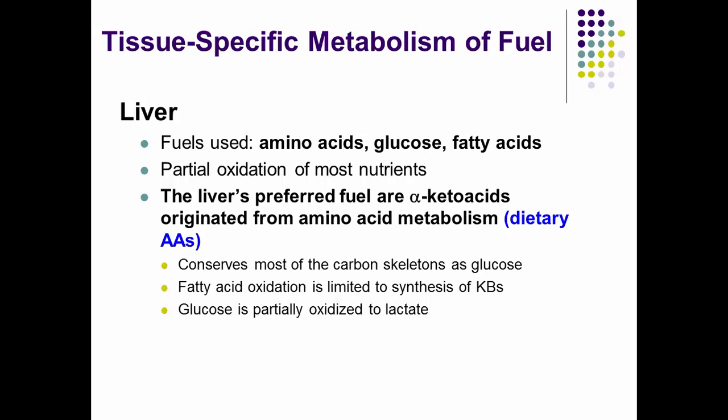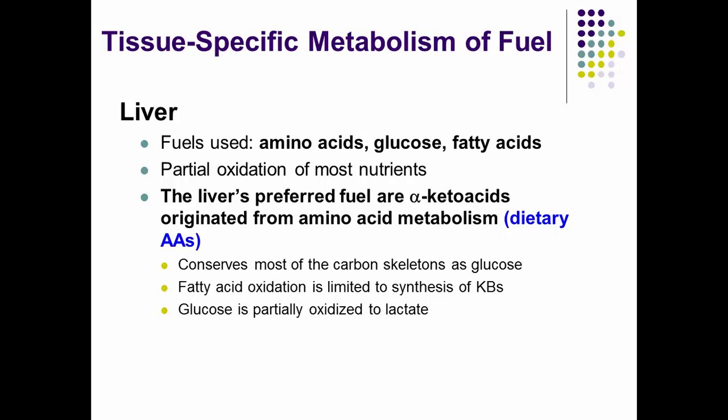So for the glucose, the liver only does the partial oxidation to conserve most of the carbon for gluconeogenesis, to make glucose, right? So that makes sense, right? The liver is a place that makes glucose. So glucose metabolized in the liver only goes through partial oxidation and saves the skeleton carbon for gluconeogenesis.